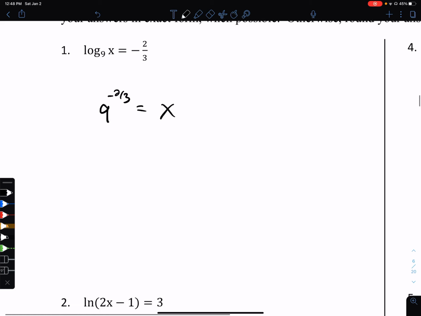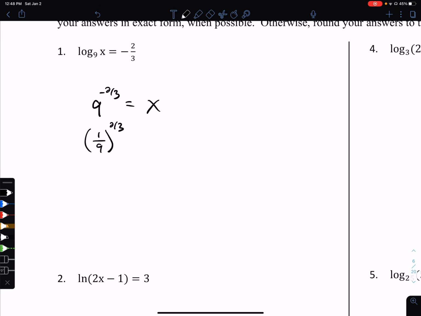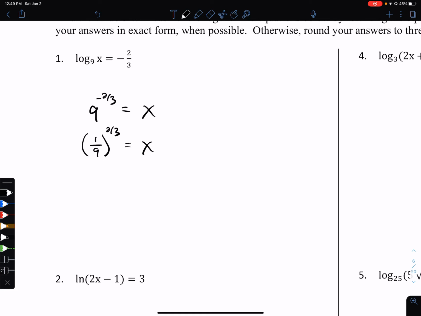the argument. Great, x is by itself. But do we have a good idea what x is? Well, using our exponent rules, we can change this exponent to be positive by reciprocating the base. So I can make this 1/9, and then that changes the exponent to a positive 2/3. So we could leave the answer like this. It's hard to know when to stop. It says leave the answer in exact form. So we can do a little bit more.